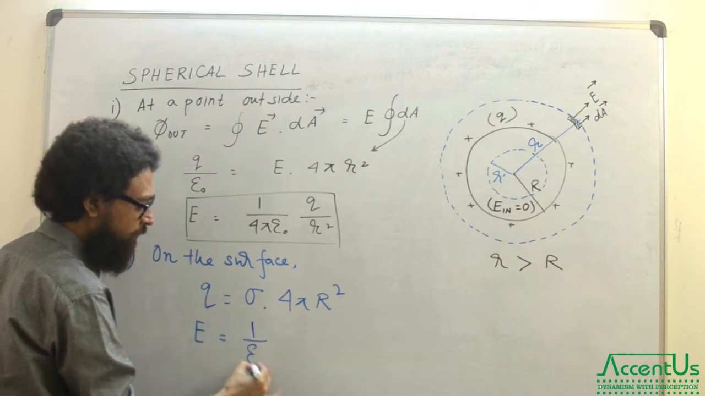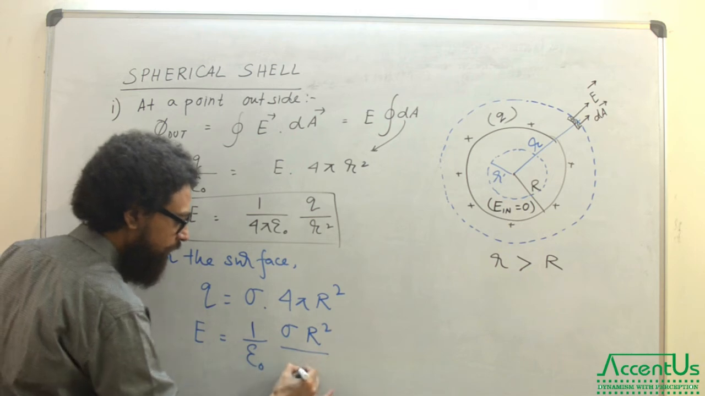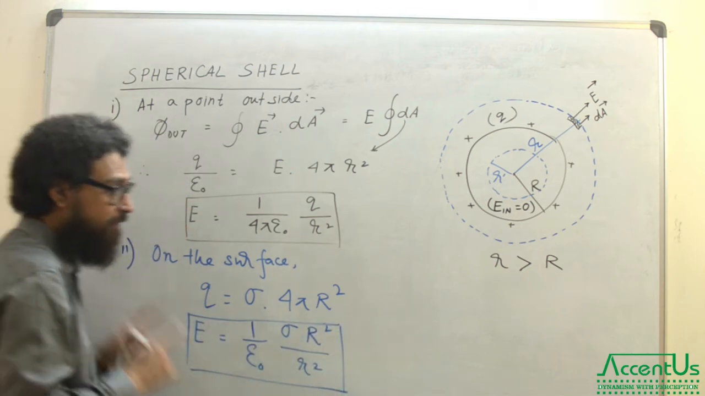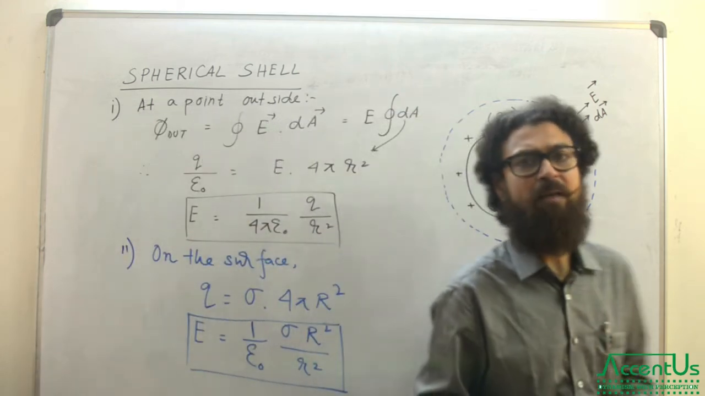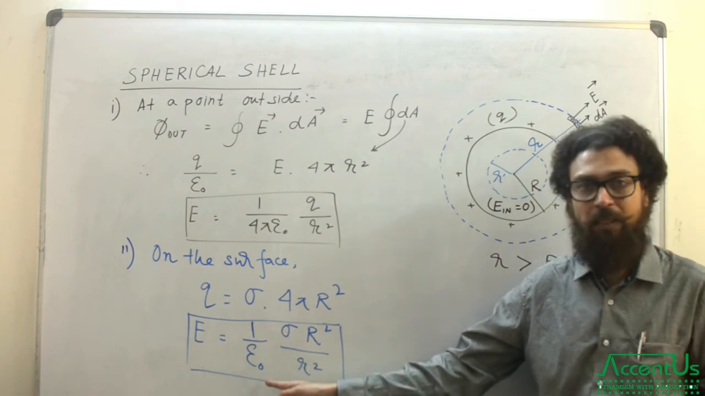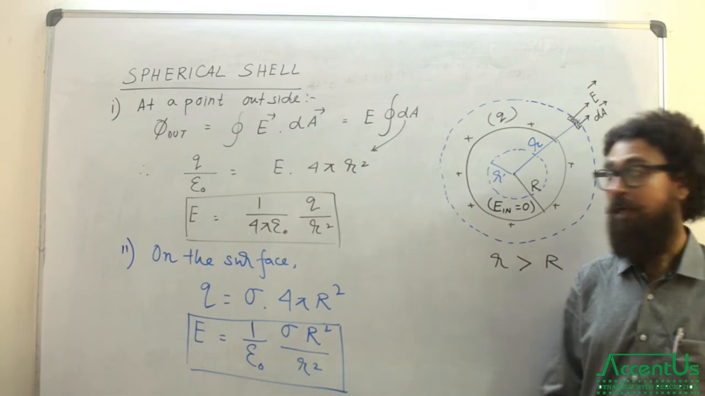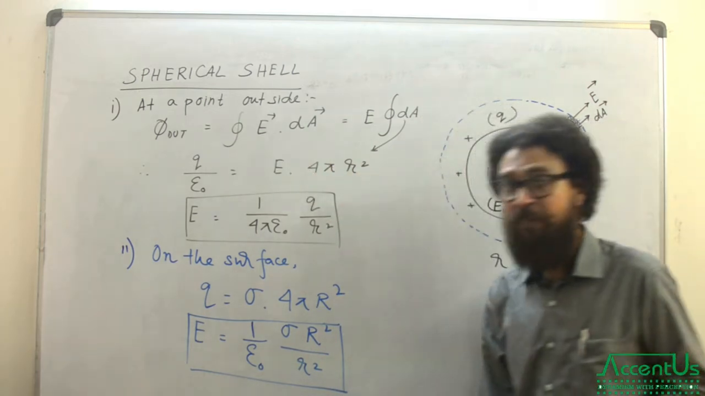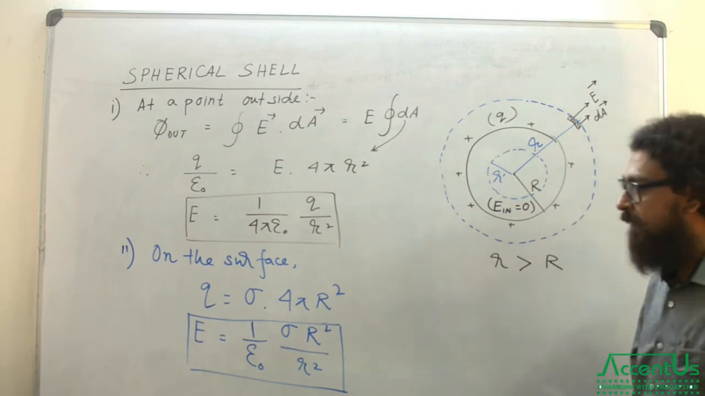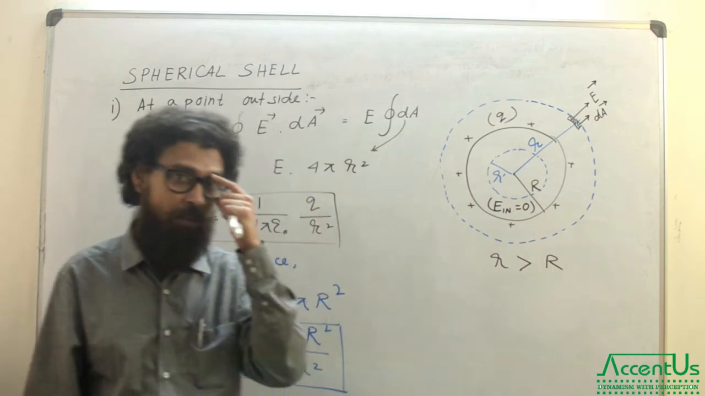So what I am getting is a very interesting expression. And I am telling all of you, this is a very, very important conclusion. This is on the surface. You can see it is 1 by epsilon naught sigma capital R square by small r square, where small r is greater than capital R. And when we calculate at this point here, it is 1 by 4 pi epsilon naught q by R square. It looks very similar to that of the point charge, but it is not a point charge.